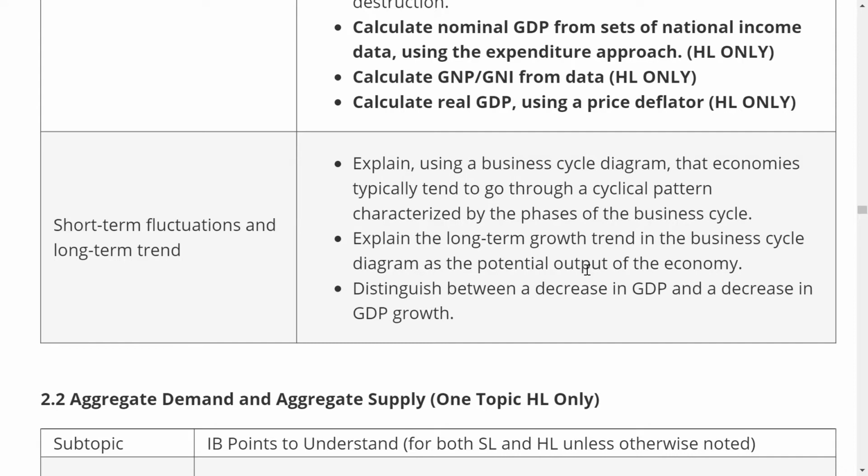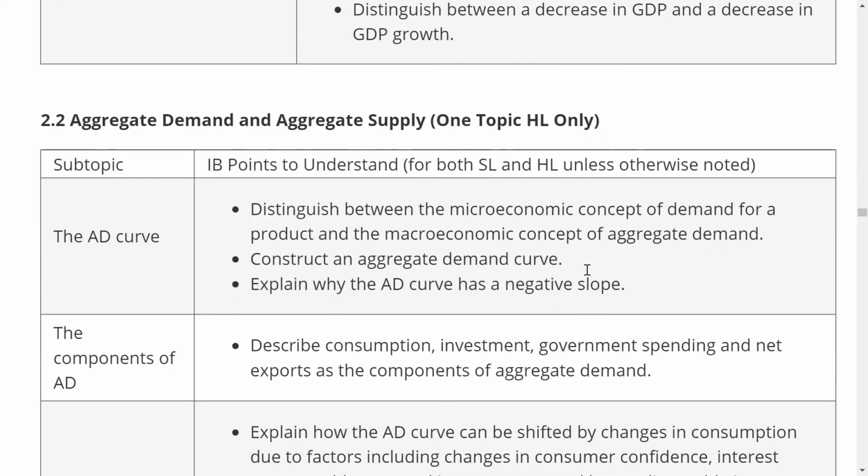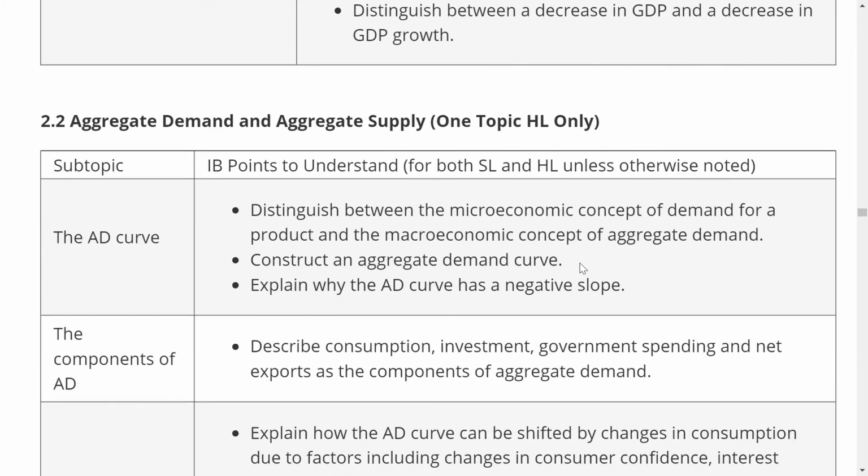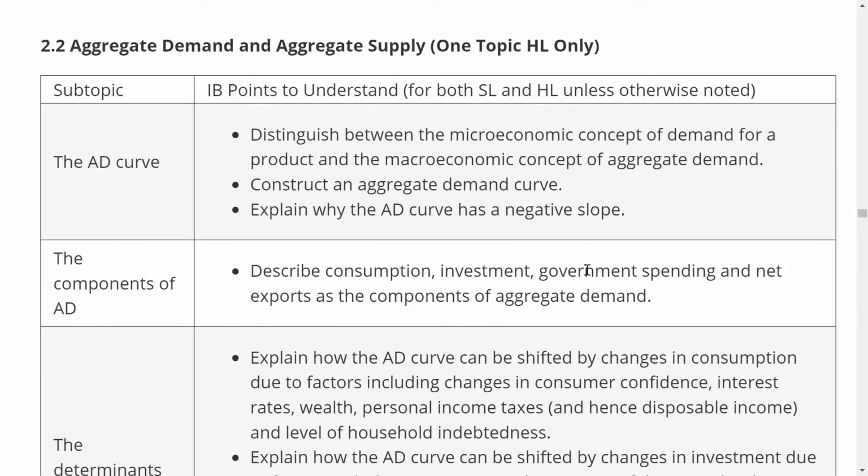Okay, why does the boom and bust cycle, why does the business cycle occur? Aggregate demand and aggregate supply, topic 2.2, is a very important and actually quite a difficult topic. So first of all, the AD curve. What is the aggregate demand curve, and why does it slope downwards?